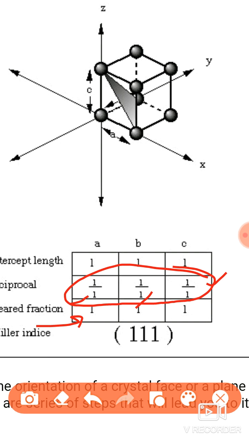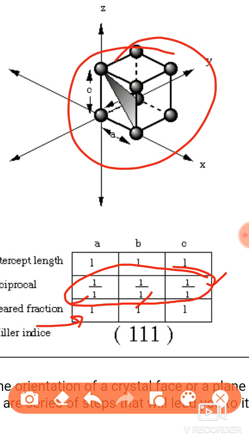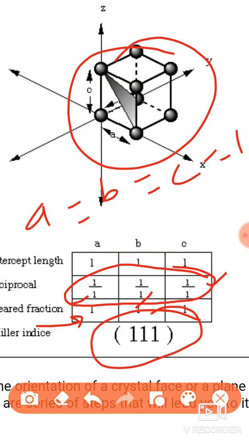The Miller index finally for this plane, which is passing through x, y, z at distances A, B, C, here taken as A equal to B equal to C equal to 1, comes out as 1, 1, 1. It is nothing but a set of integers. Here all three integers have the same value.